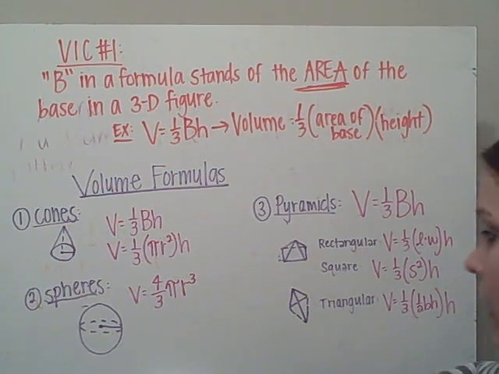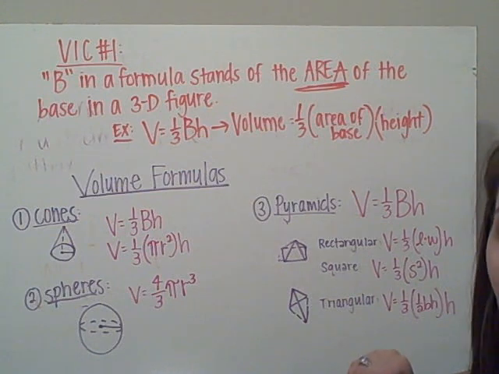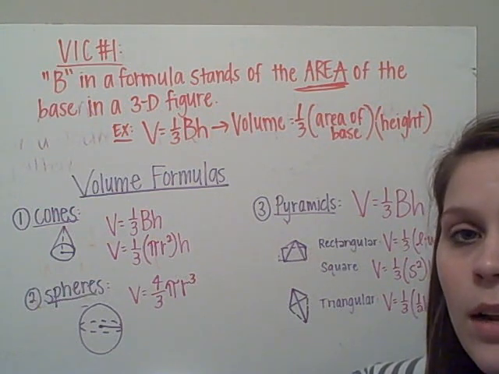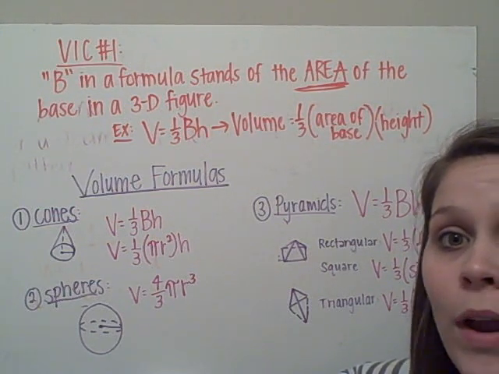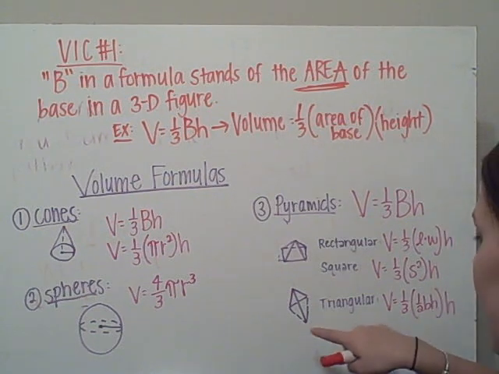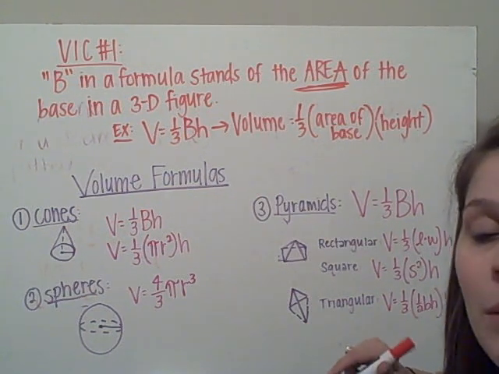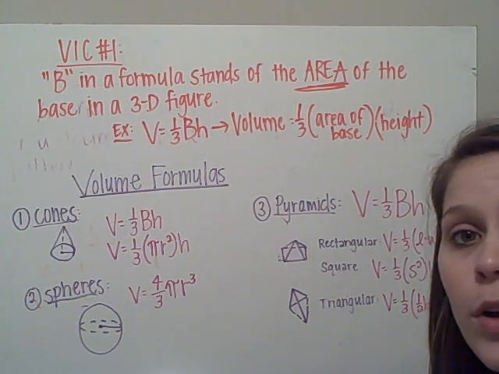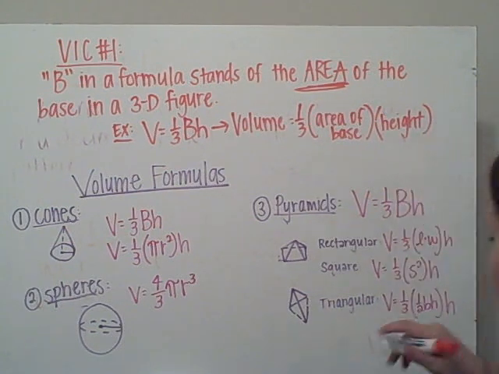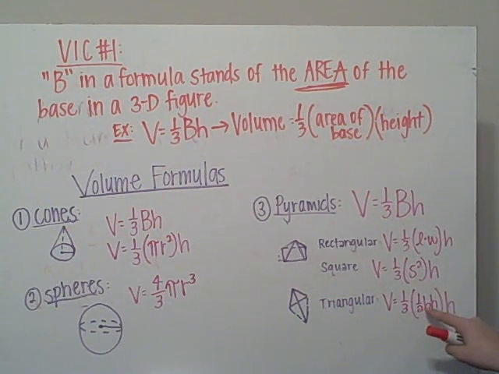Now, a square pyramid, we can still think of it as length times width, but remember, in a square all sides are the same, so we're squaring one side. So it would be 1/3 times side squared times the height of the entire pyramid. If you have a triangular pyramid, so the base is a triangle, it's still going to be 1/3 times the area of that triangular base times the height of your entire pyramid. So we would have 1/3 times 1/2 base times height. This is the area of the triangular base times the height of the entire pyramid.